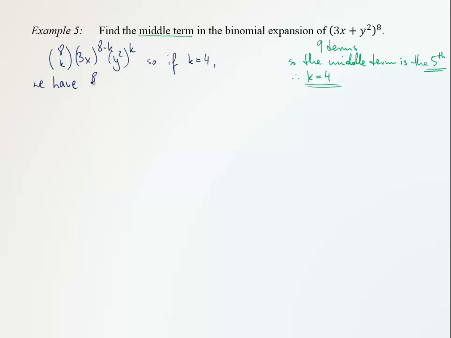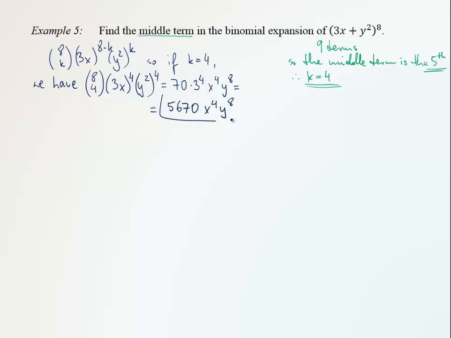8 choose 4 times (3x) to the 8 minus 4, which is 4, and (y²) to the 4. After simplifying, we can figure out what 8 choose 4 is, either by hand or using a calculator. This turned out to be 70, and then we have 3 to the 4, x to the 4 and y to the 8. Now using your calculator, 70 times 3 to the 4 is 5670, and then x⁴y⁸. So that's our middle term.